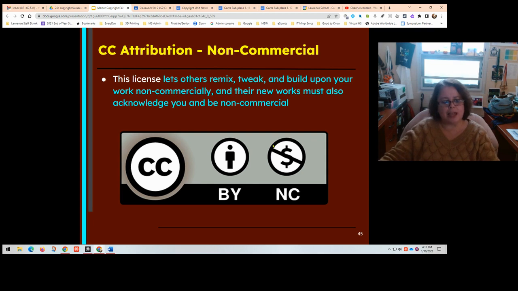So it has a little dollar sign with a slash through it, so you cannot make money off of your new creation if you use something that has this license.